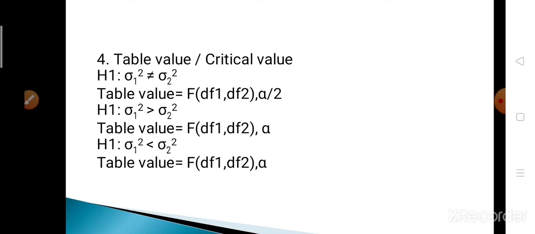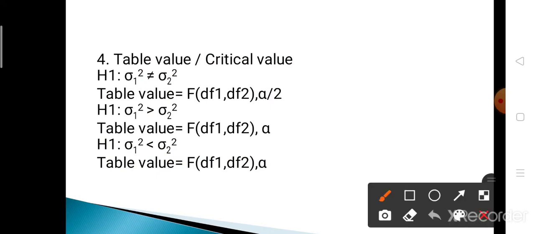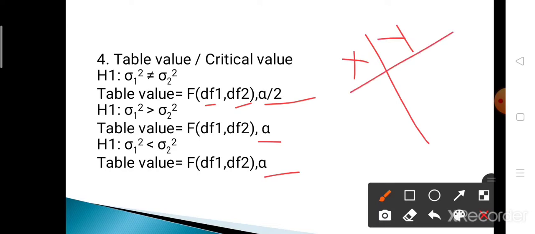Now the fourth step is the table value or critical value. For two-sided test, see the table value for alpha by 2, and for one-sided right or left, see the table value for alpha only. And here the degrees of freedom for the x variable and y variable are different.